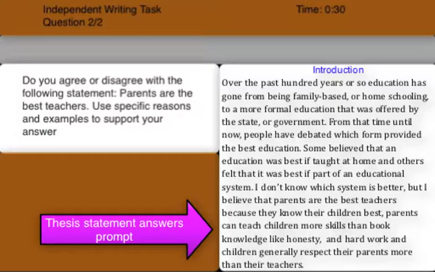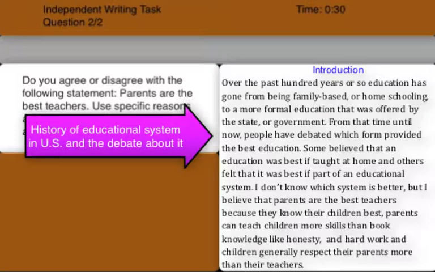Parents can teach children more skills than book knowledge, like honesty and hard work, and children generally respect their parents more than their teachers. Here, the thesis is at the end of the paragraph. To introduce the topic, I wrote about the history of education in the U.S. and the debate people have had about our education system.